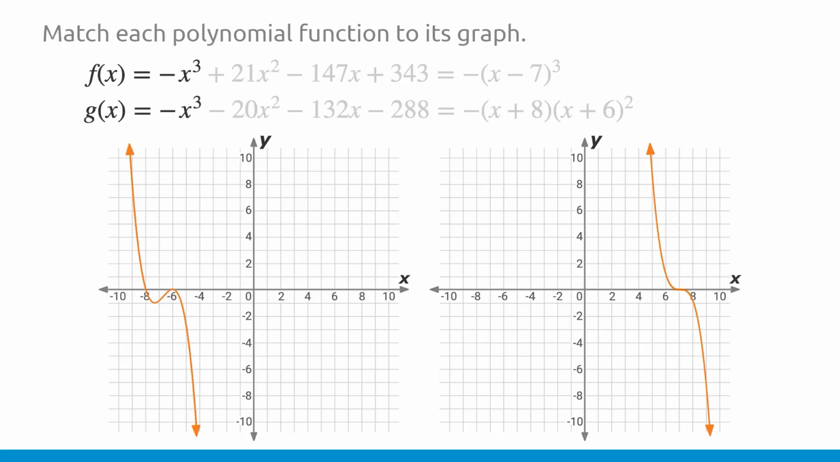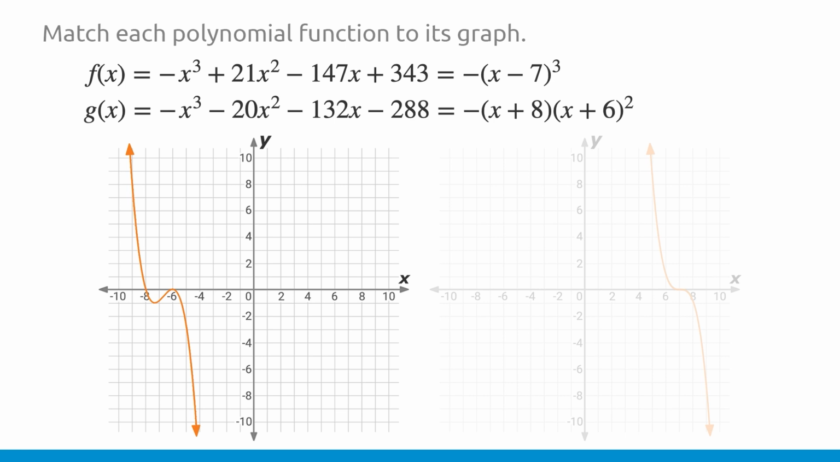If the leading coefficient is positive, the graph increases as x goes to infinity. If it is negative, the graph decreases as x goes to infinity. But both f of x and g of x have leading coefficients of negative 1. It looks like both graphs are decreasing as x goes to infinity. So this time the leading coefficients won't help us. So instead, let's look at the zeros of each function.